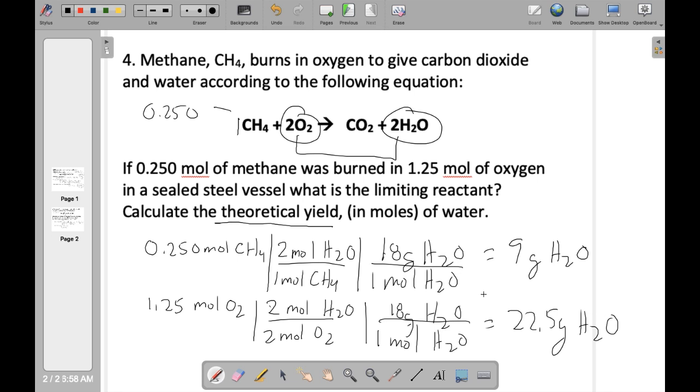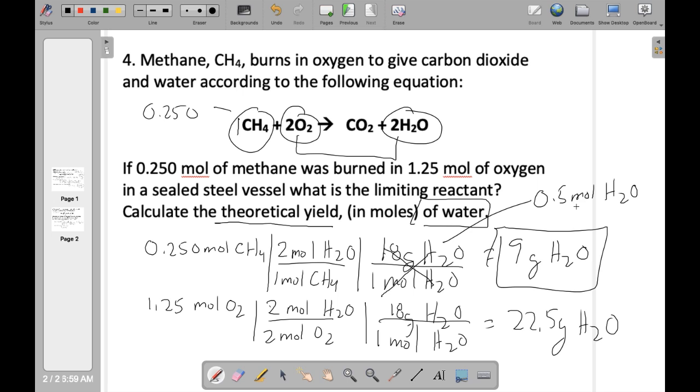So I've discovered one thing. Methane is my limiting reactant. I can produce less water with methane than with my amount of oxygen. So I'm going to have some oxygen left over. But I don't have to have an excess reactant. All I have to do is calculate the theoretical yield in moles of water. That's really this answer right here. So I already have the answer, but it's in grams. So if I went back and just took out this step, I will have the answer in moles. 0.25 moles of CH4 times 2. And my answer is going to be 0.5 moles of water.